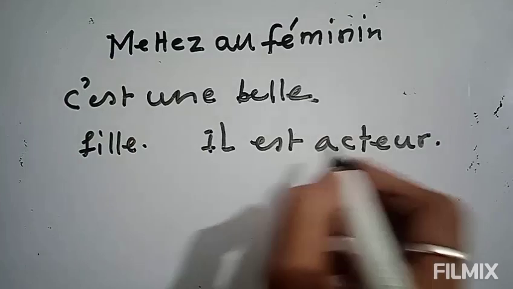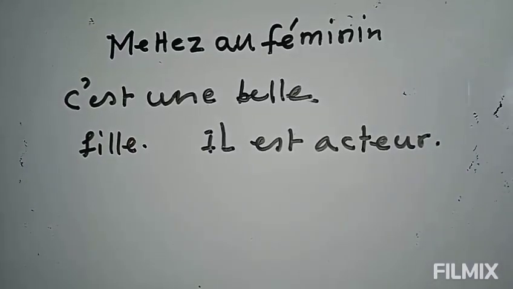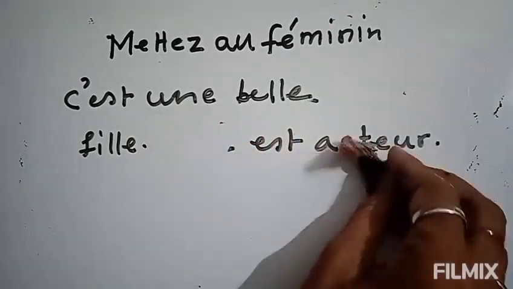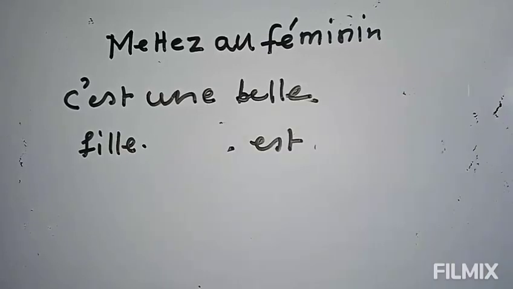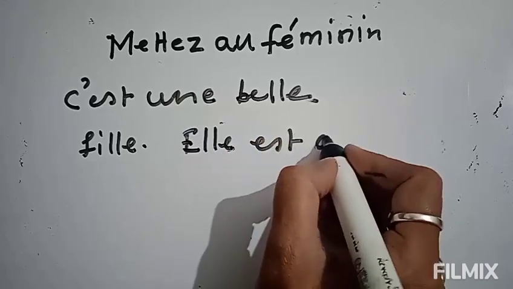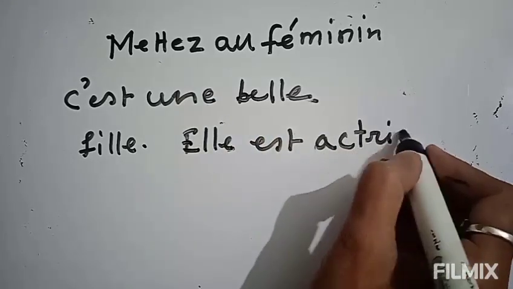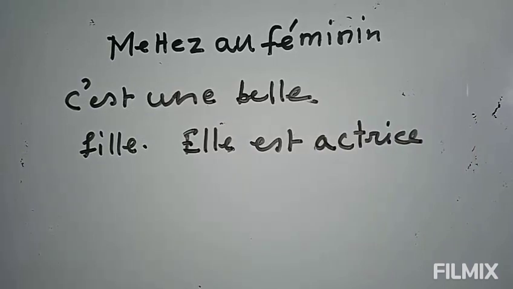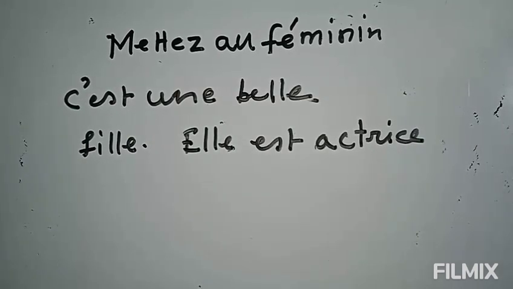Okay. Il est acteur. So il will be changed to elle. Elle est actrice. Feminine is actrice. Acteur is masculine. Actrice is feminine. The complete answer is c'est une belle fille. Elle est actrice. Okay. It is a beautiful girl. She is an actress. Okay.